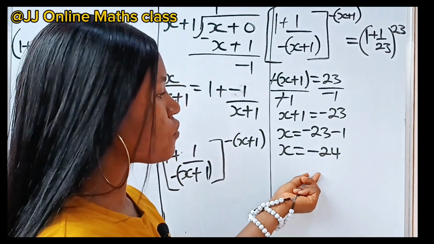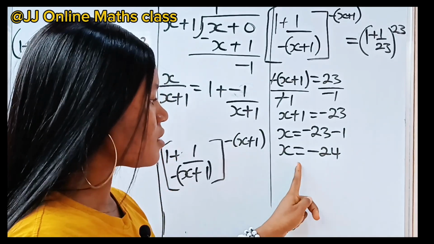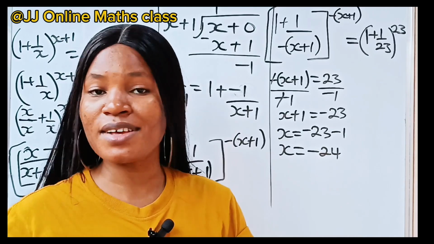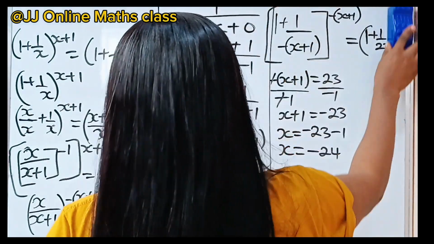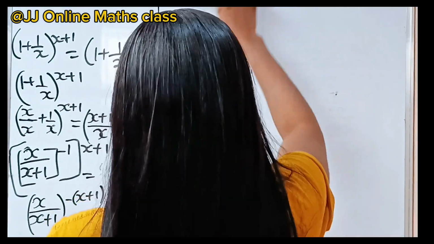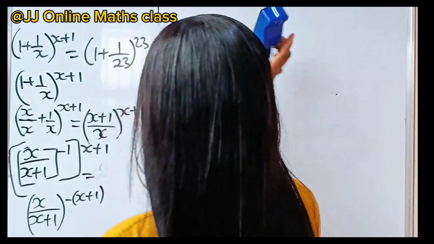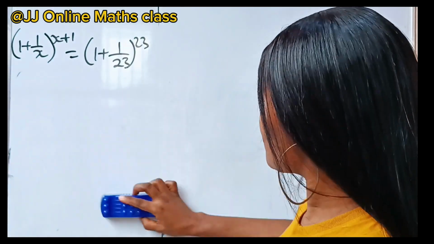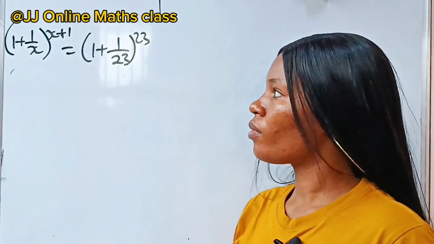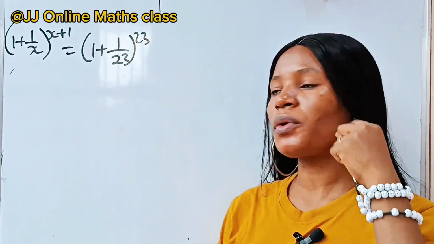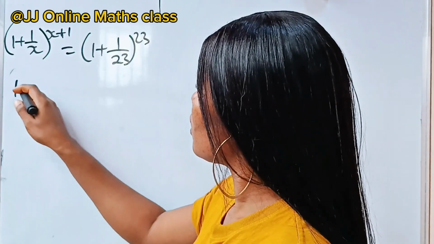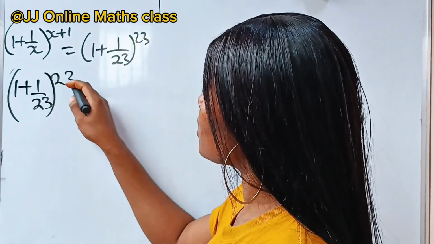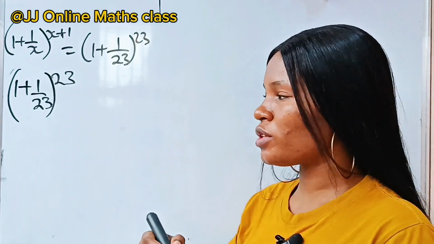So we are done with the first method, and we got that x is equal to minus 24. Now let's solve with the second method. Using the second method, like I said, we are going to manipulate the right hand side of the equation. So let's do that. The right hand side of the equation is 1 plus 1 over 23 raised to the power of 23. Okay, now what do we do here?